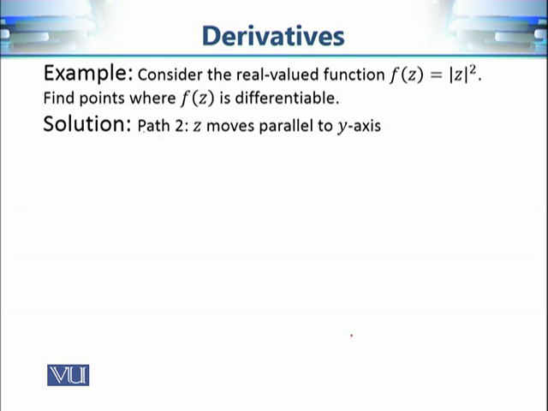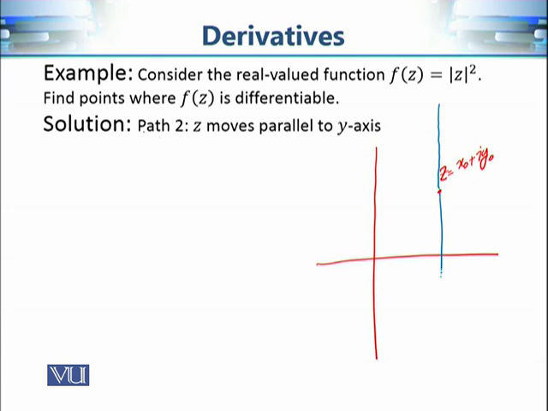Now let's consider the second path. In this case we are approaching this z0, which is equal to x0 plus iota y0, along the path which is parallel to the y-axis. So in other words we are moving along this line, and of course on this line the real part is basically fixed. If we take any number which is equal to x plus iota y, then in this case this x part, the real part of this complex number, is always going to be fixed. So it is basically x0 plus iota y.